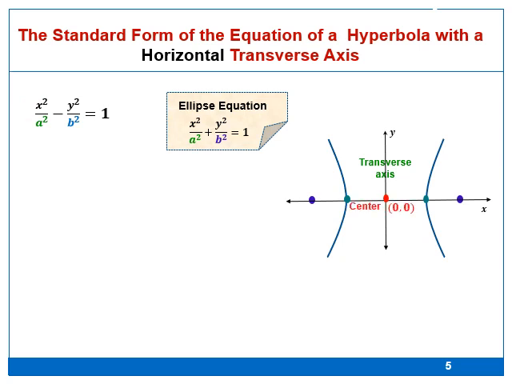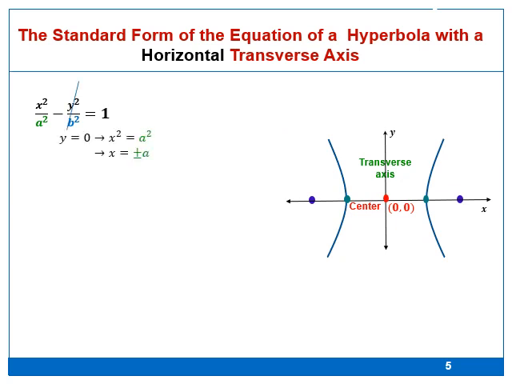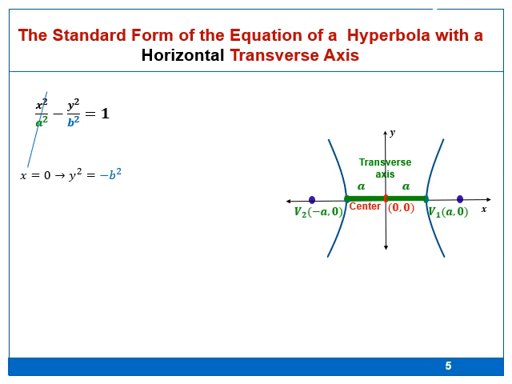We can also see that if we put y squared equal to 0 to get the intercept with the x-axis, x squared will be a squared, so x will be plus or minus a. So the coordinates of these two points will be (a, 0) and (-a, 0). On the other hand, if we put x equal to 0 to get the intercept with the y-axis, we'll get y squared equal to negative b squared, which is a negative number, so there is no intersection with the y-axis.